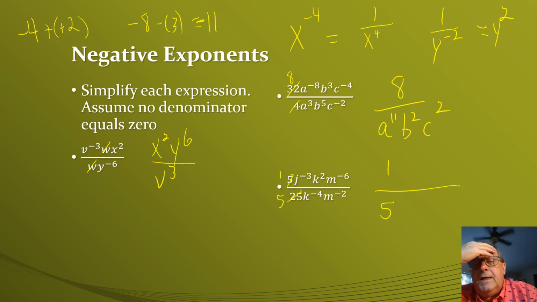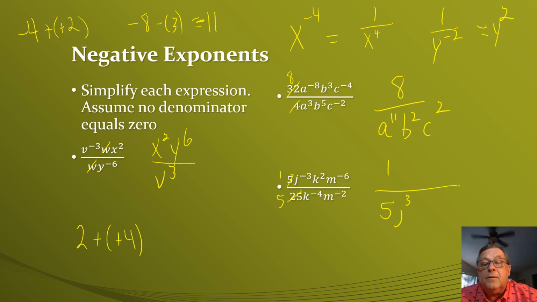All right, j to the negative third power. I don't have any j variables in the denominator. So this j to the negative third is just going to throw that down to the denominator. So I got j to the negative third power. Then I've got k squared over k to the negative 4. So I got 2 minus negative 4. This is for my k, but those are going to become positive. And so that's going to be k to the 6th.